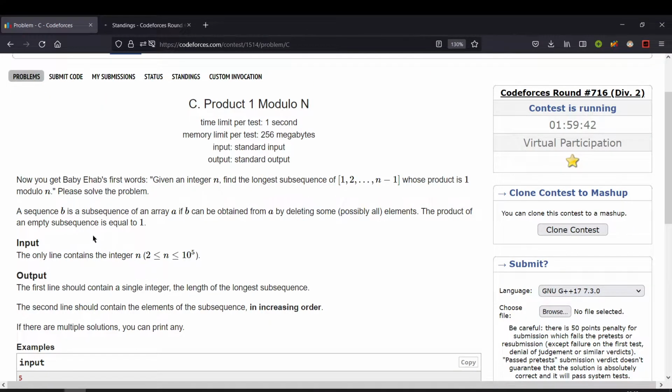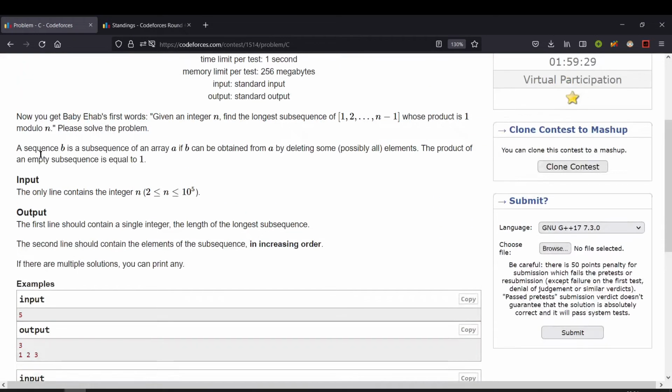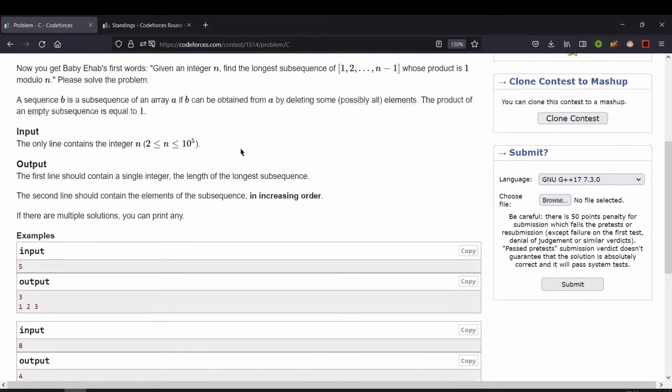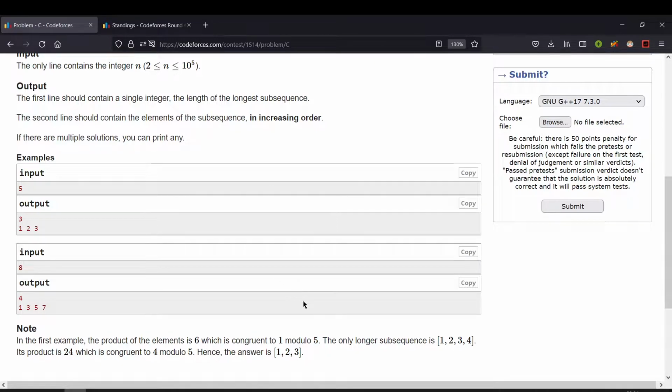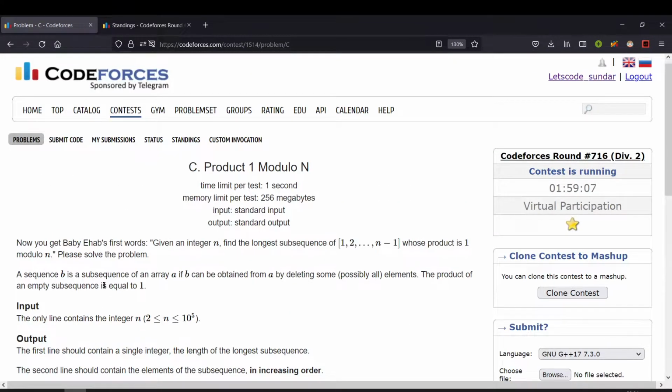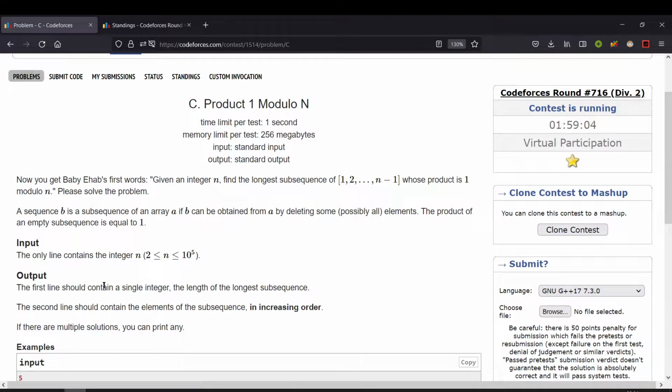Now we get Baby Ehab's First Words. Given an integer n, find the longest subsequence of 1 till n minus 1 whose product is 1 modulo n. A subsequence, okay. So here are 5 numbers. The product is 24, which is congruent to 4 modulo 5.